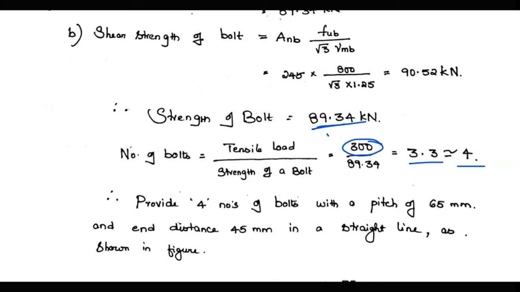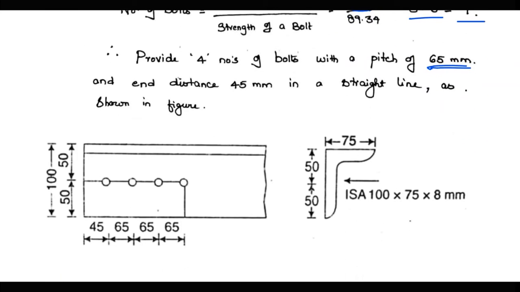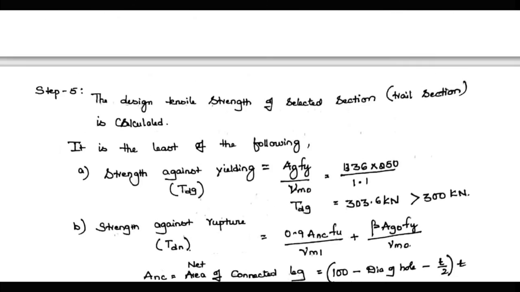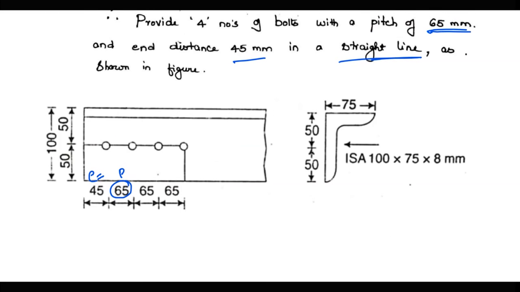So as I told you before, we have only assumed the pitch of this. So this is how: pitch 65 and edge distance 45, straight line. This is it. So now this member is going to fail, if it has to fail along this way, in block shear.